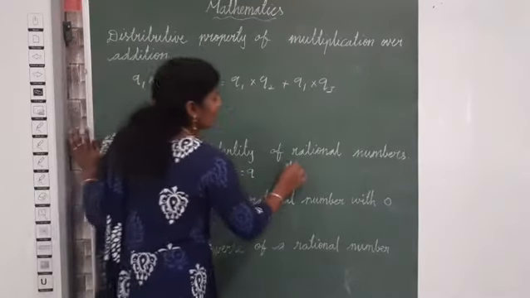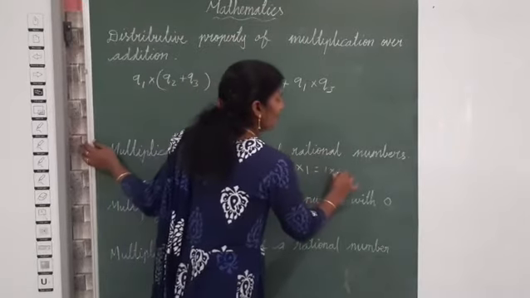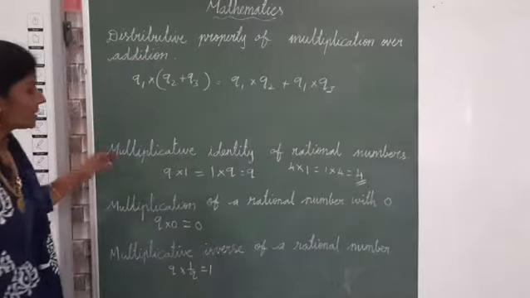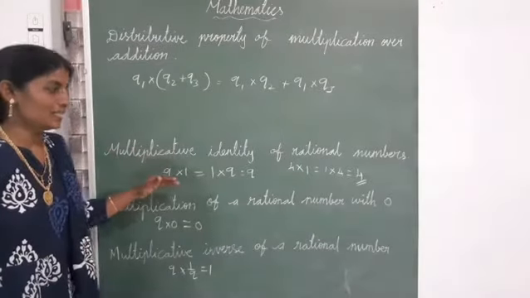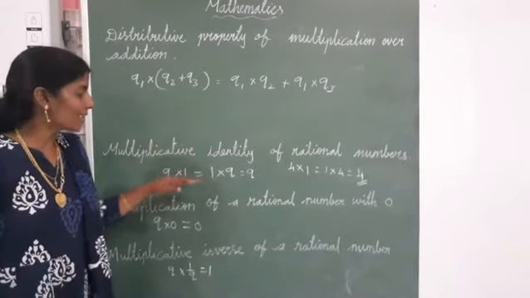Otherwise we can take another example. 4 cross 1 equal to 1 cross 4 is equal to 4. Okay. Now, this is multiplicative identity. Any number we can multiply with 1 means that the answer is that number itself.